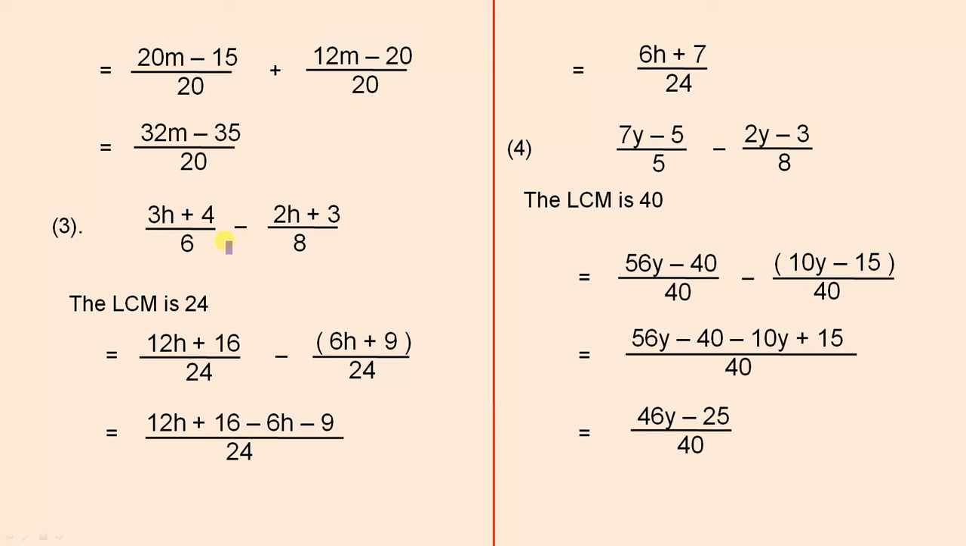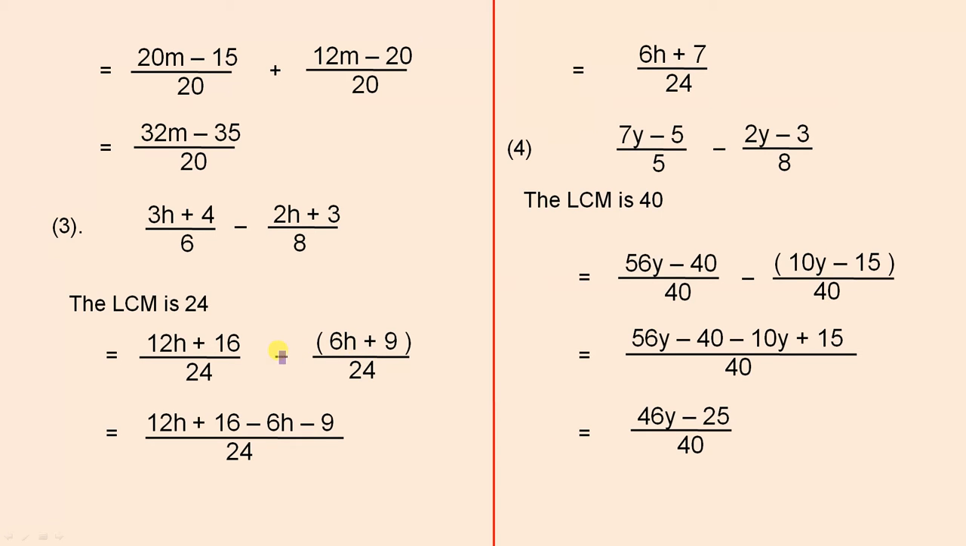Here's example 3, where the denominators are 6 and 8. The LCM is 24. That's the lowest number that 6 and 8 will divide into. So how do we get 24 here? Well, we multiply top and bottom by 4. So that gives us that part. How do we get 24 here? We multiply top and bottom by 3, and that gives us that part.